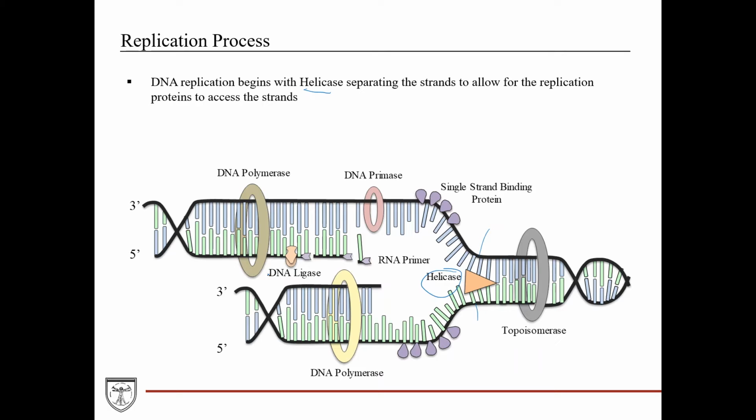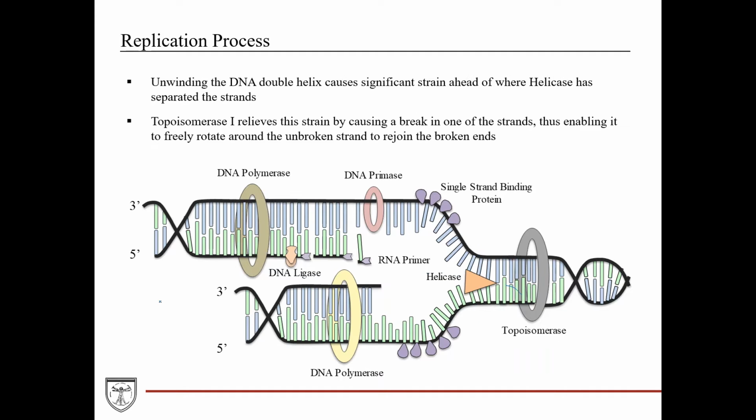And so essentially what helicase does is it pulls the strands apart, and it allows the DNA replication enzymes to gain access and do what they do. Now, unwinding the DNA double helix actually causes significant strain ahead of where helicase has separated the strand. So here's helicase here. Ahead here, there's significant strain going on because you're essentially twisting this structure. And to help with that is an enzyme called topoisomerase 1. And you can see that here.